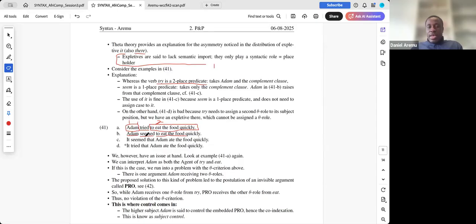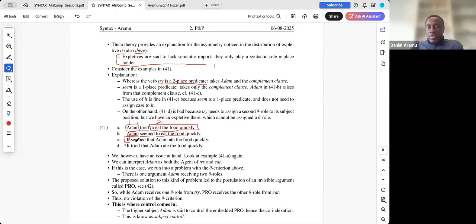Why? Because if you now compare 41b with 41c, if this position is a theta position, then how are we going to explain what is going on in 41c with expletive? Don't forget that we say expletives do not take any theta role. Why? Because they are not arguments. They don't have any semantic import.